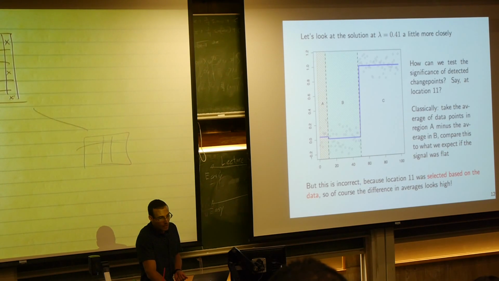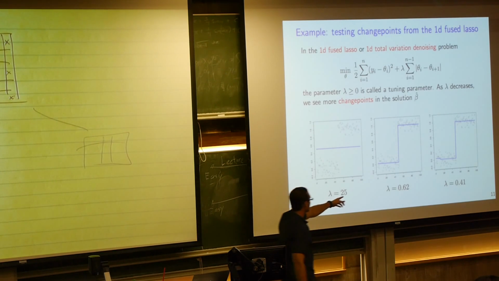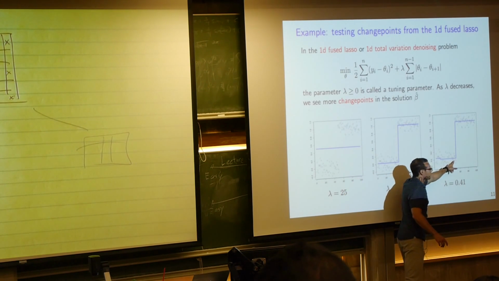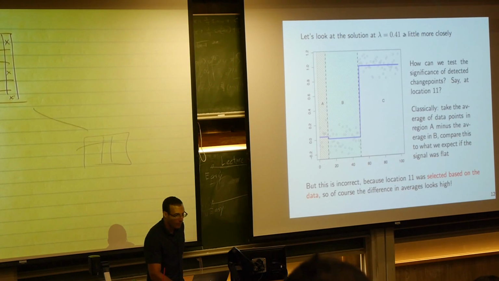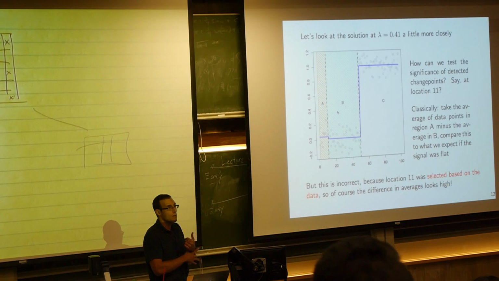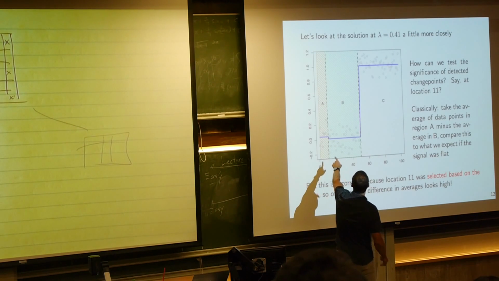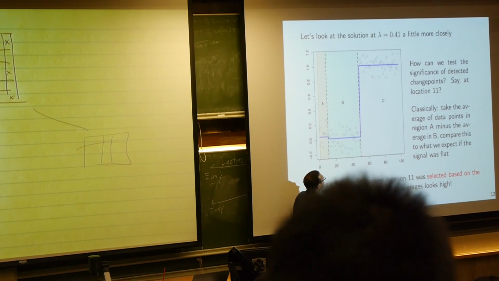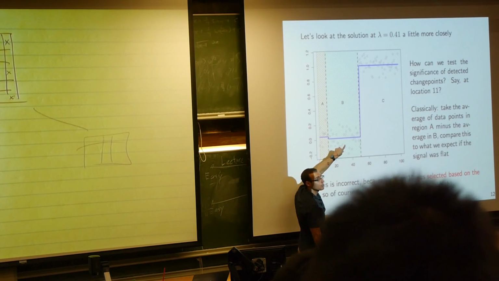So let's take a look at the solution at lambda equals 0.41. Let's suppose I want to take this third picture and ask which one is significant. Is that significant? Is that significant? Are neither of them significant? So what I've done is I've focused on this first change point. And now there are 2 regions to consider. I called them region A and region B. Those are the regions that have been estimated by the solution to have a constant mean. It's constant here, a little bit higher. And it's constant there, a little bit lower. So I could ask, is this difference in mean actually significant given the data in these 2 regions?